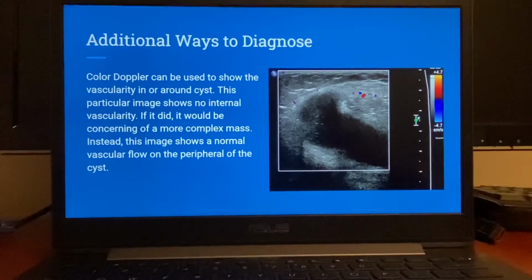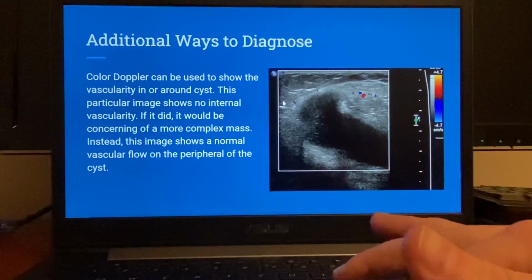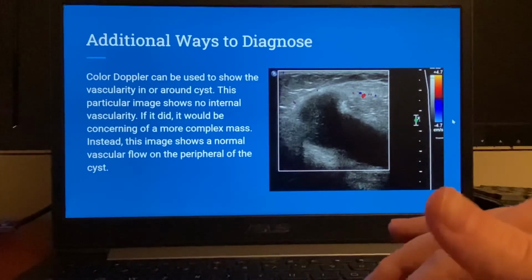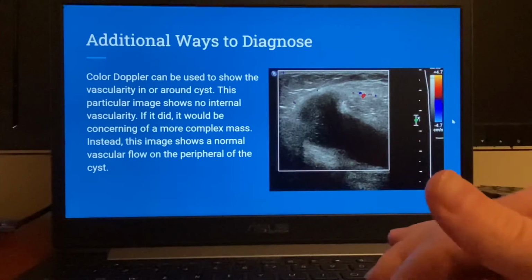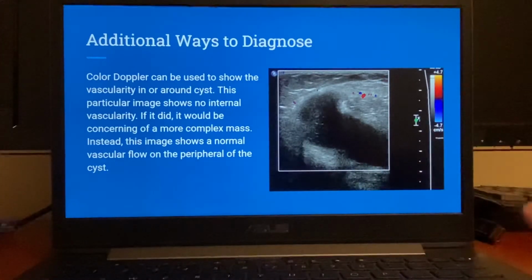This image just shows normal vascularity on the peripheral of the cyst, as you can see the little flashes of red and blue of the vascularity around the cyst. So anytime you have a lump or a bump, or a palpable bulge behind the knee like a Baker cyst, I guess it could always be diagnosed as multiple things, but at least using ultrasound you can see if there is a difference between the cyst or if it's a mass by the vascularity that can be shown.